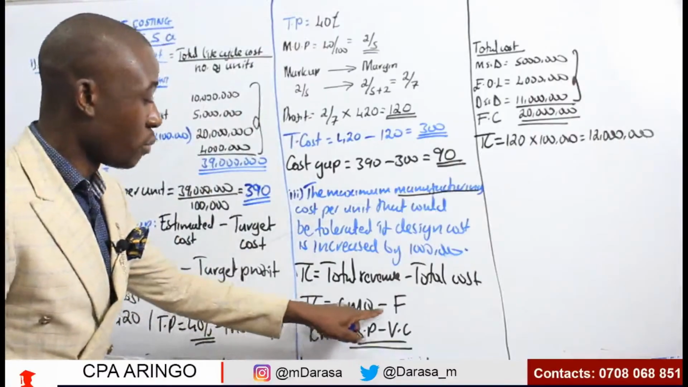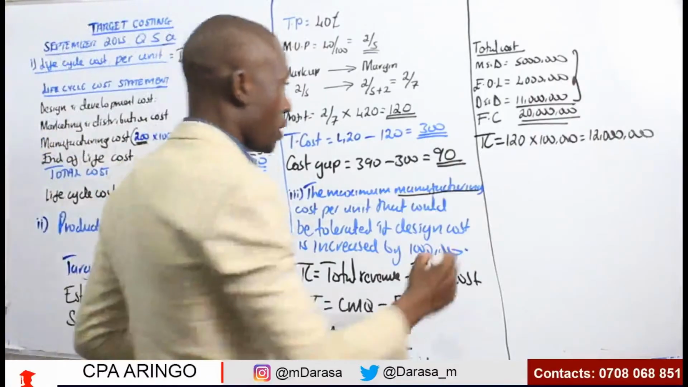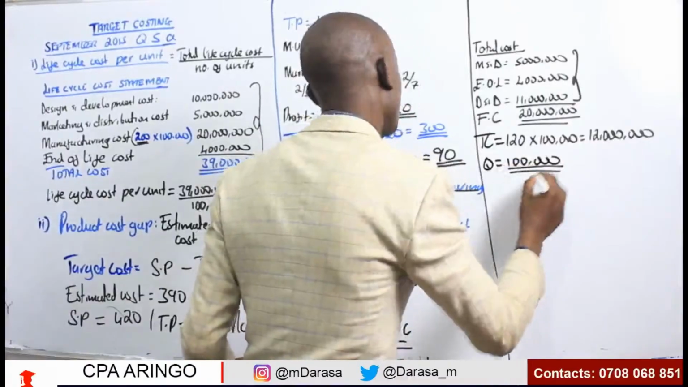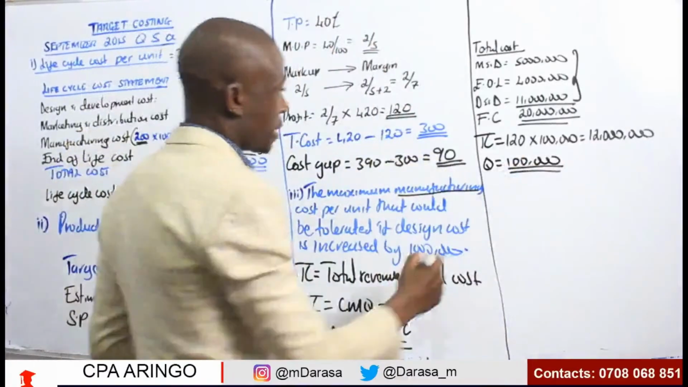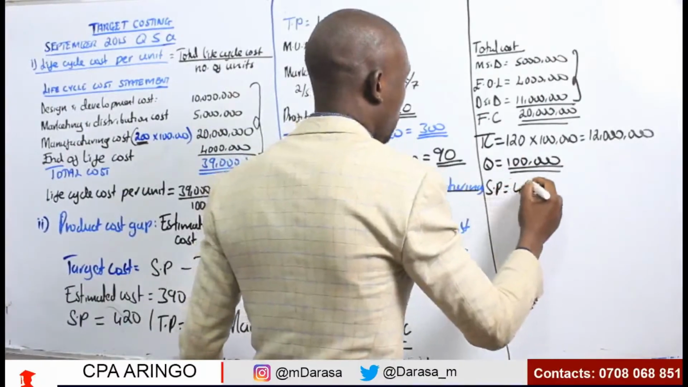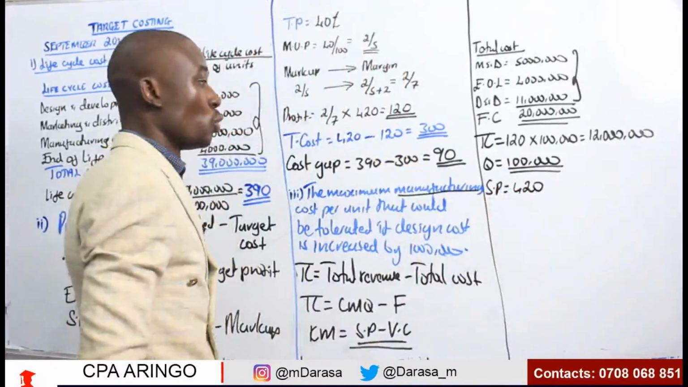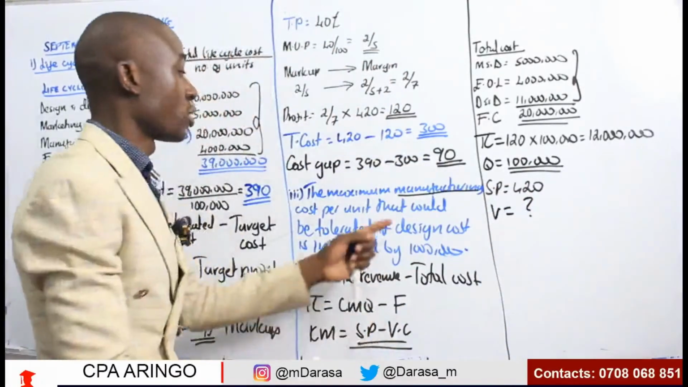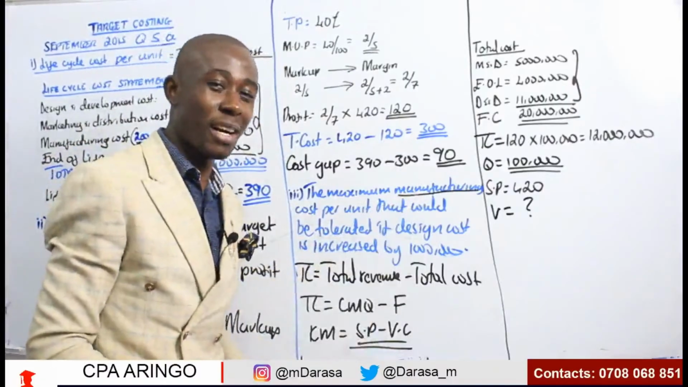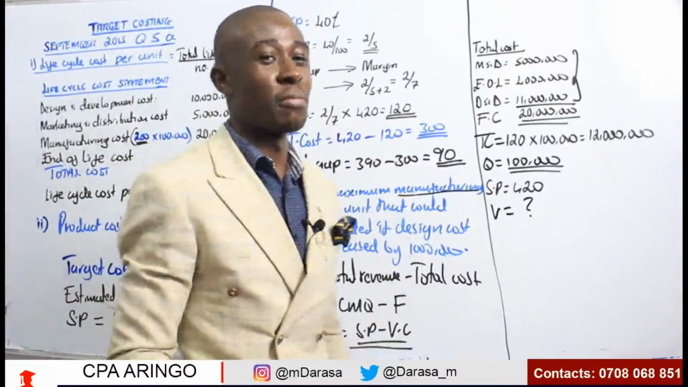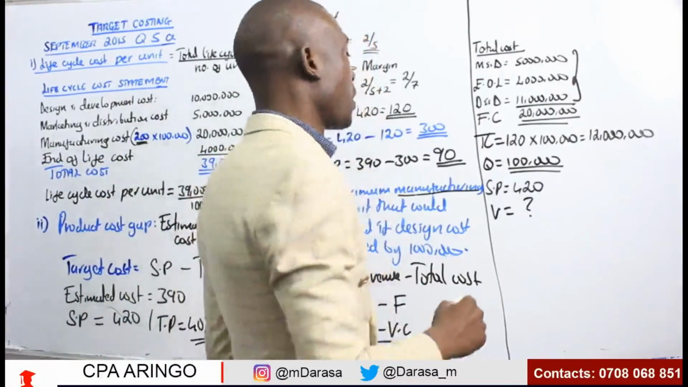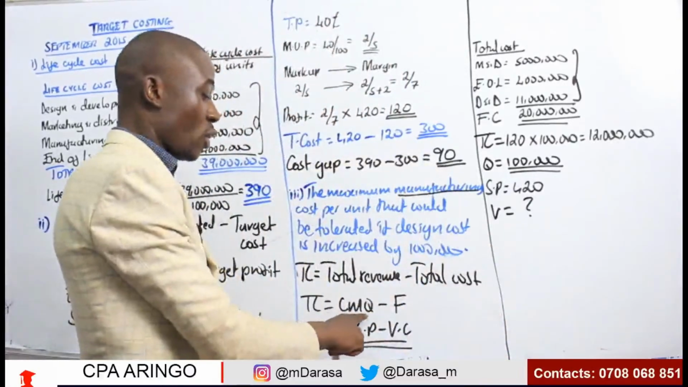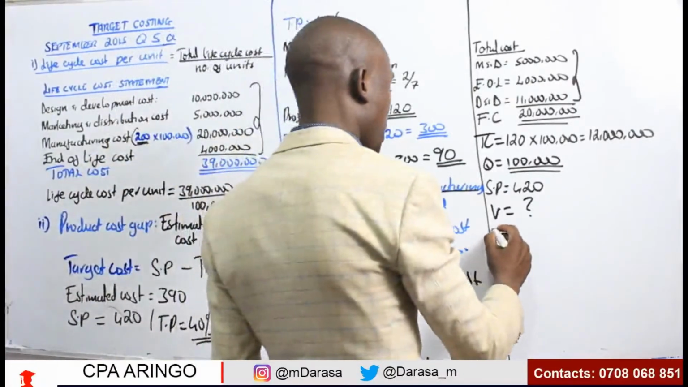Profit is CMQ minus F. Q, we have 100,000. Selling price, we have 420. So, what don't we have? We don't have our variable cost, and that is what you're terming here as manufacturing cost per unit. So clearly we can determine that. My profit, take this formula, CMQ minus fixed cost. My profit is 12 million.